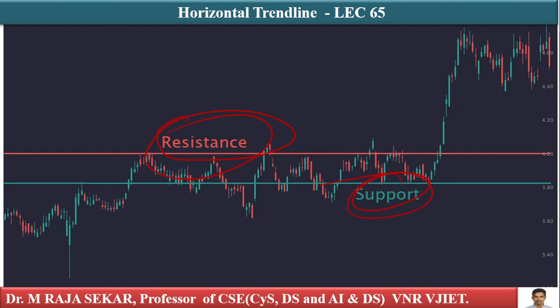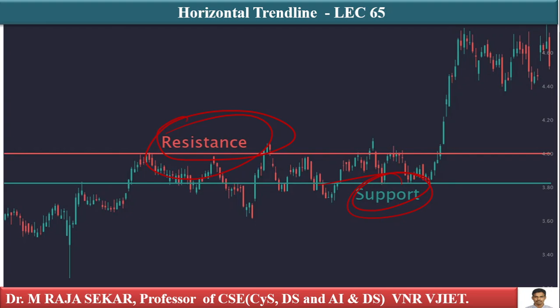Support line is drawn at levels where the price has repeatedly bounced up, indicating strong buying interest. Resistance line is drawn at levels where the price has struggled to break through, indicating strong selling pressure. Breakout confirmation: if the price breaks through a horizontal trend line, it may indicate a trend continuation or reversal.